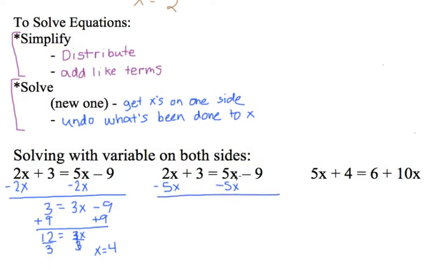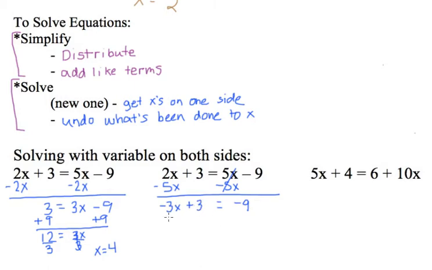So 5x minus 5x, that's 0. That's gone. So now I've got a negative 9 left on this side. Bring down the equals. 2x minus 5x. Think money. I had 2. I lost 5. Now I'm 3 in the hole. So negative 3x plus 3.